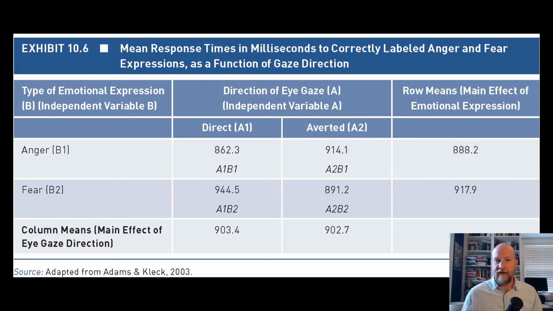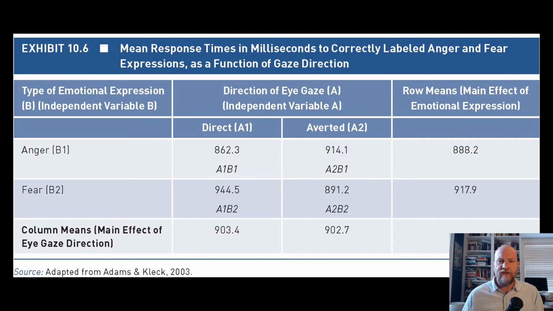So let's look at an example of this, and this is all from your book, from their discussion of this. Again, we have the anger, we have the fear. This is our independent variable B. Independent variable A is the direction of eye gaze, right? And we have over here the means for each row. These are response times, I believe, in milliseconds.